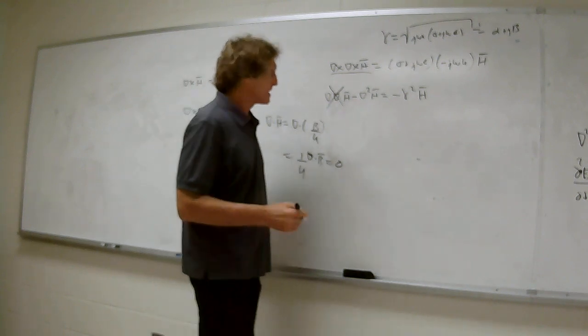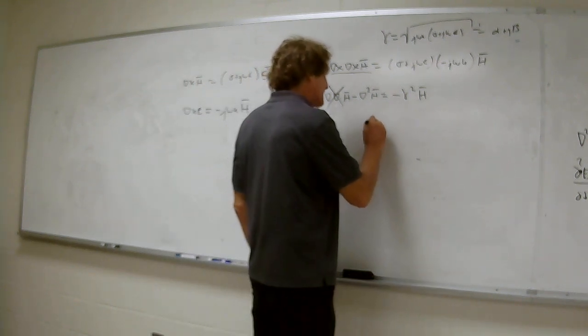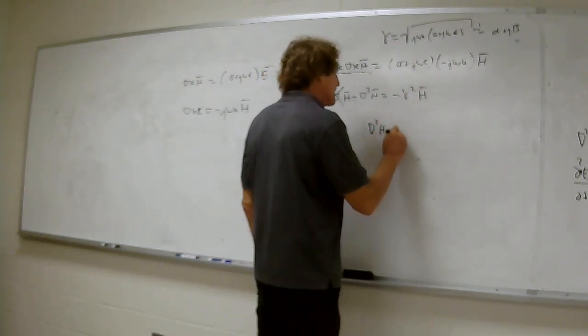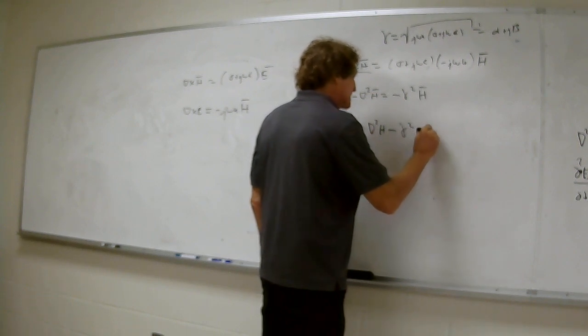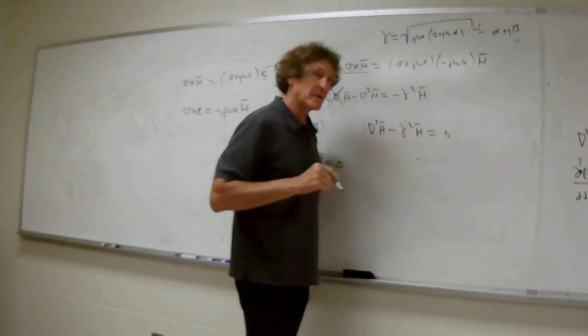Now, what does that mean? So I have an equation where I have del squared of H minus gamma squared of H equals 0. Go with me.